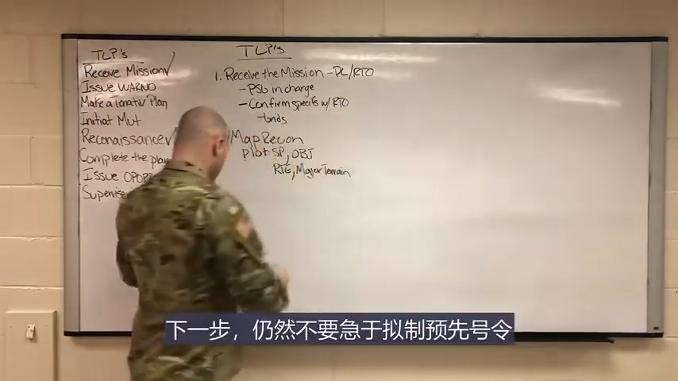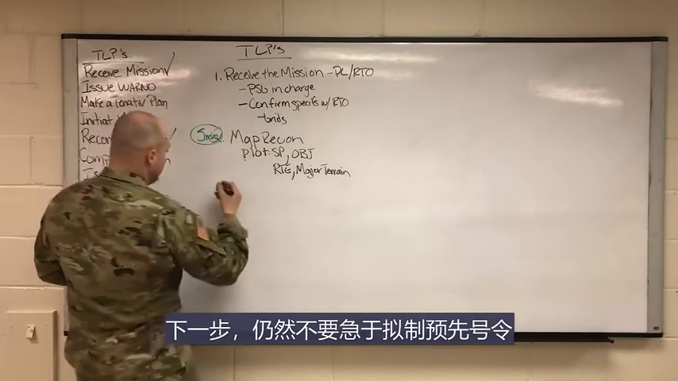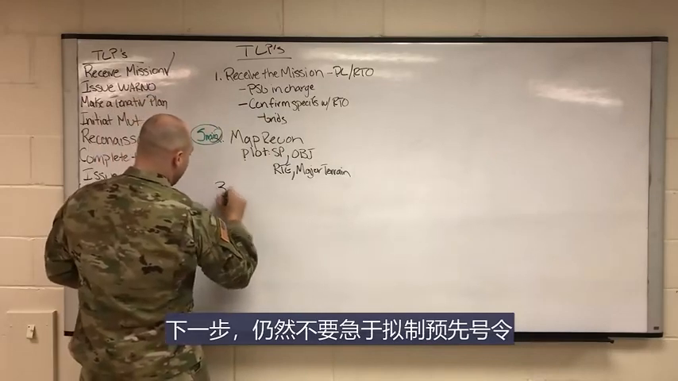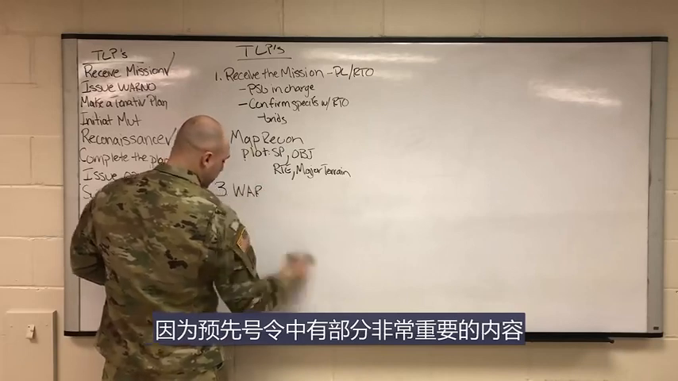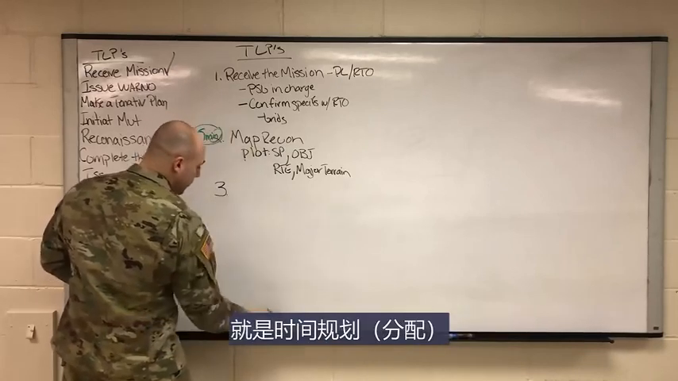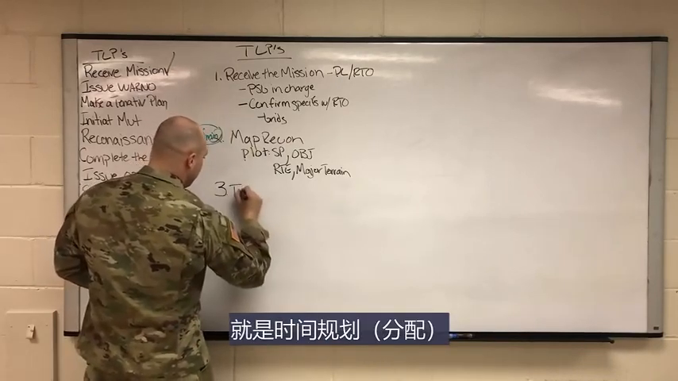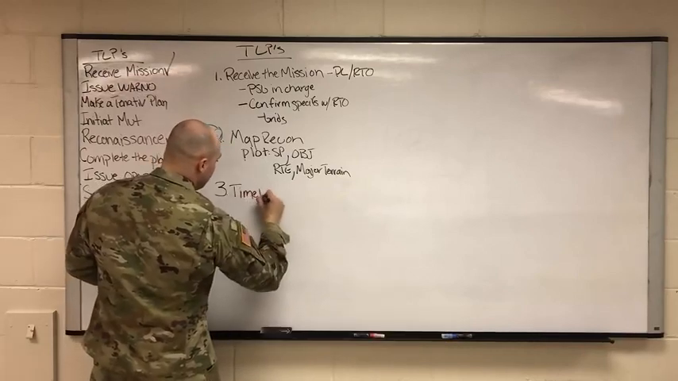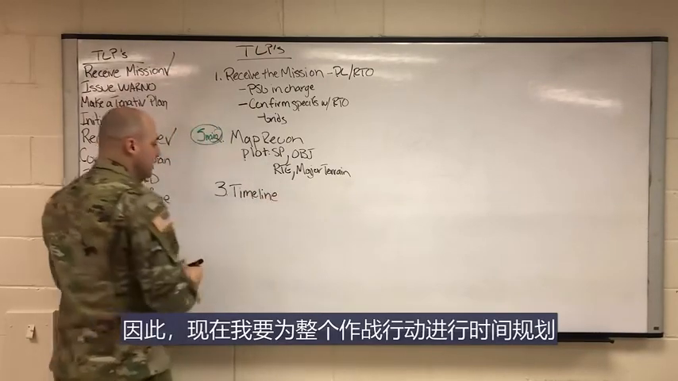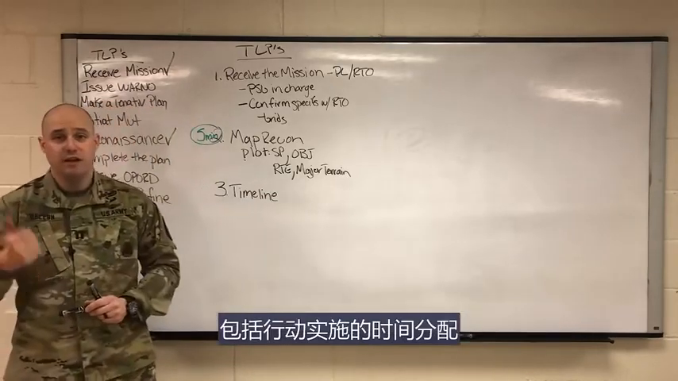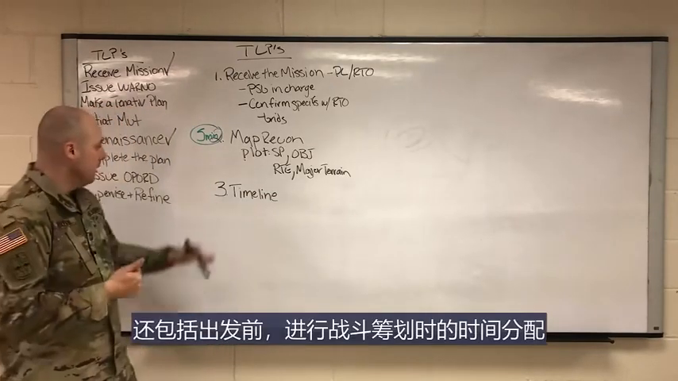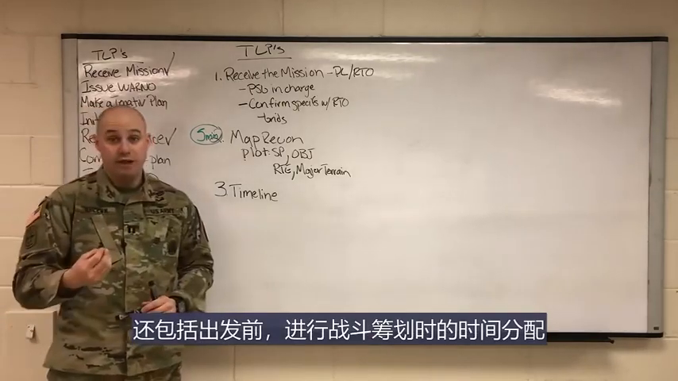Okay, the next step that I do is I still don't quite issue my Warno, because a very, very important part of your Warno, correction, needs to be your timeline. So I'm going to generate my timeline for the operation. This includes my execution timeline during the operation, but it also includes my planning timeline before I SP.